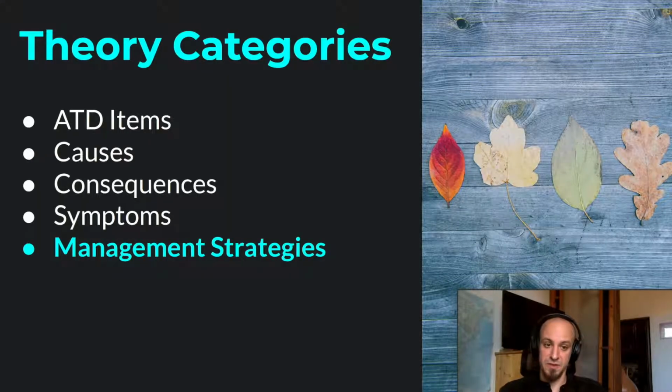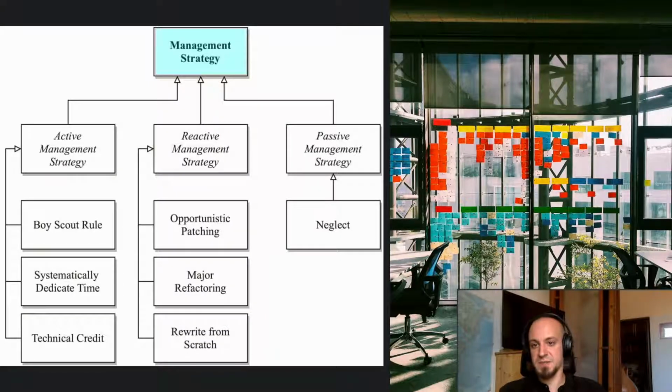Regarding the management strategies, so how is architectural technical debt managed in practice? Here we see three different types: active management strategies, so to fix architectural technical debt before it becomes a problem; reactive management strategies, so fixing it when issues start to emerge, such as, for example, opportunistic patching or major refactoring, or even completely rewriting the product from scratch. And then finally, passive management strategies, which is neglect, so simply closing an eye on the architectural technical debt presence and continuing development activities as if nothing is there.